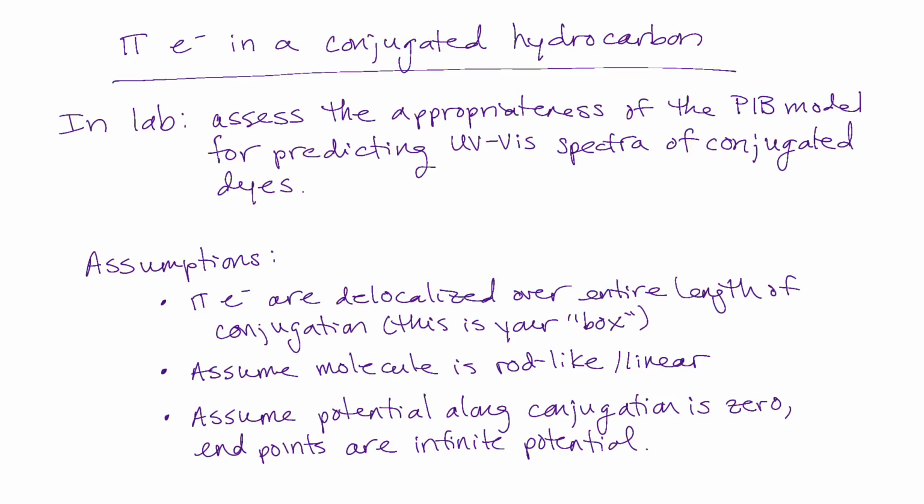The third assumption that you're going to make in applying the particle in a box model is that we also want to assume that the potential energy along that conjugation is zero. Remember, inside of our box, the potential energy is zero in our particle in a box model. And then we're also going to assume that the endpoints are infinite potential, right? So we're keeping our particle inside that box.